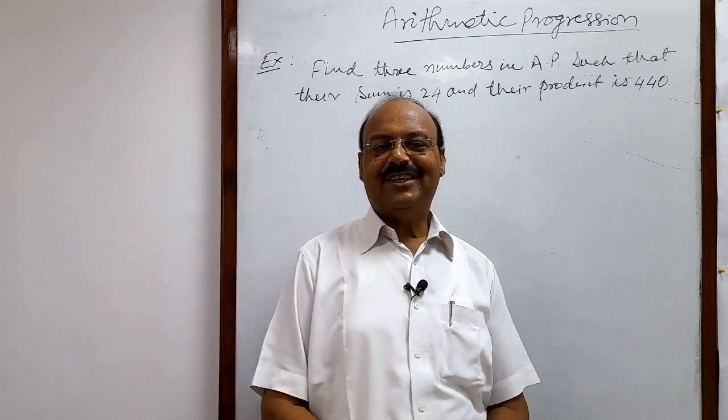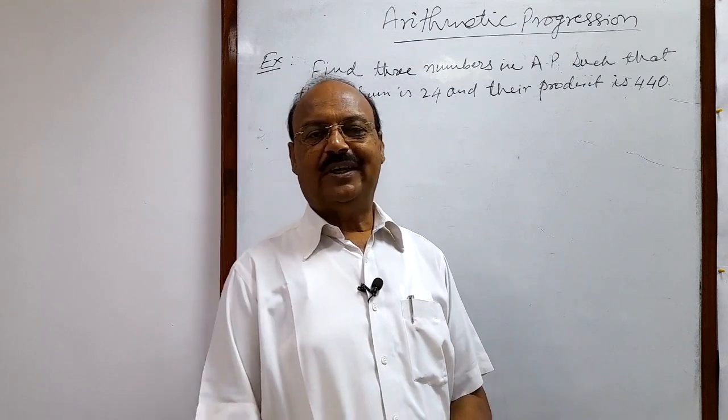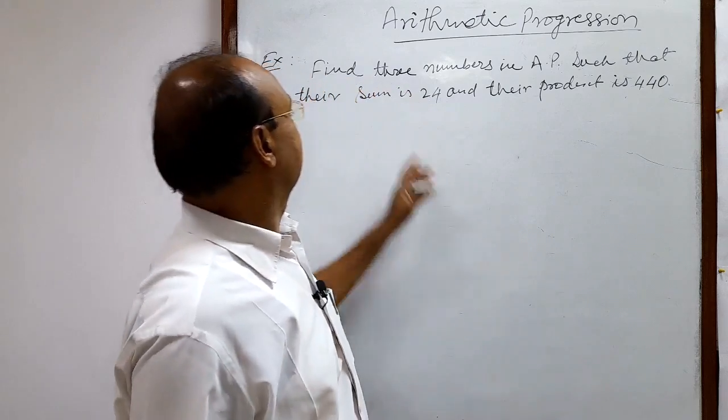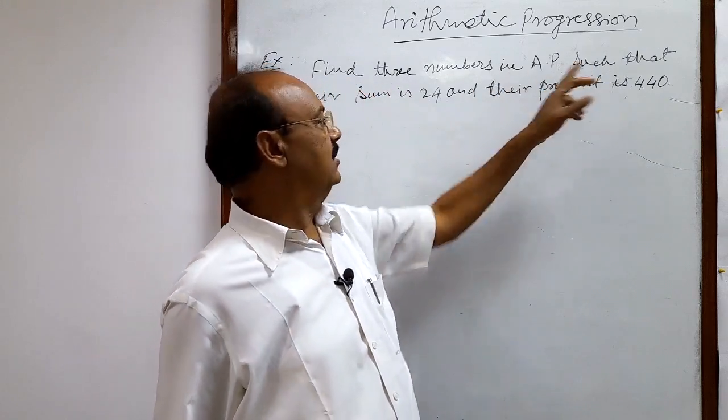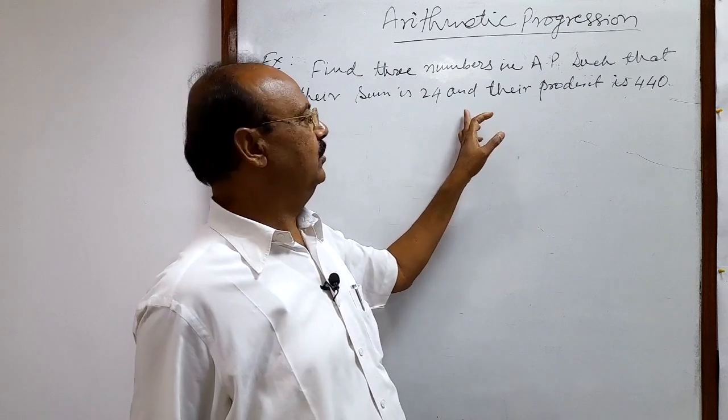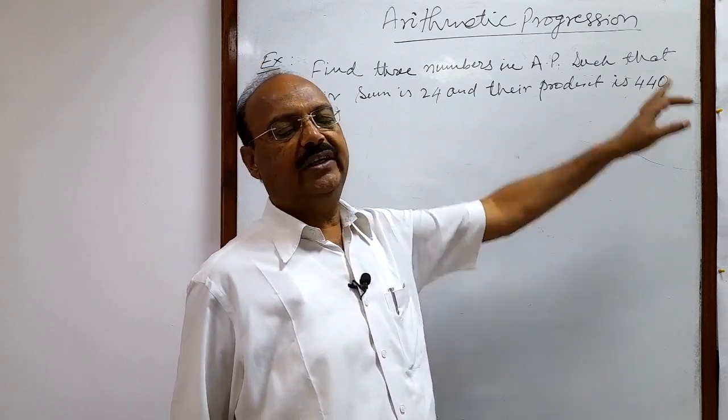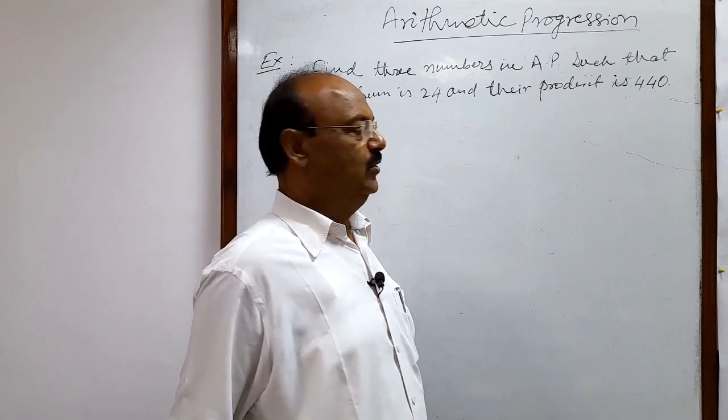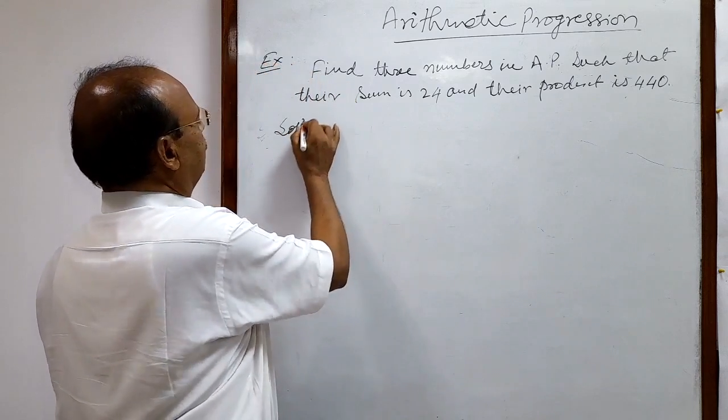Welcome students, let us see a very simple and interesting question from the topic arithmetic progression. Here the question is, find the numbers in AP such that their sum is 24 and their product is 440. Correct? So let us see the solution, a very simple solution.